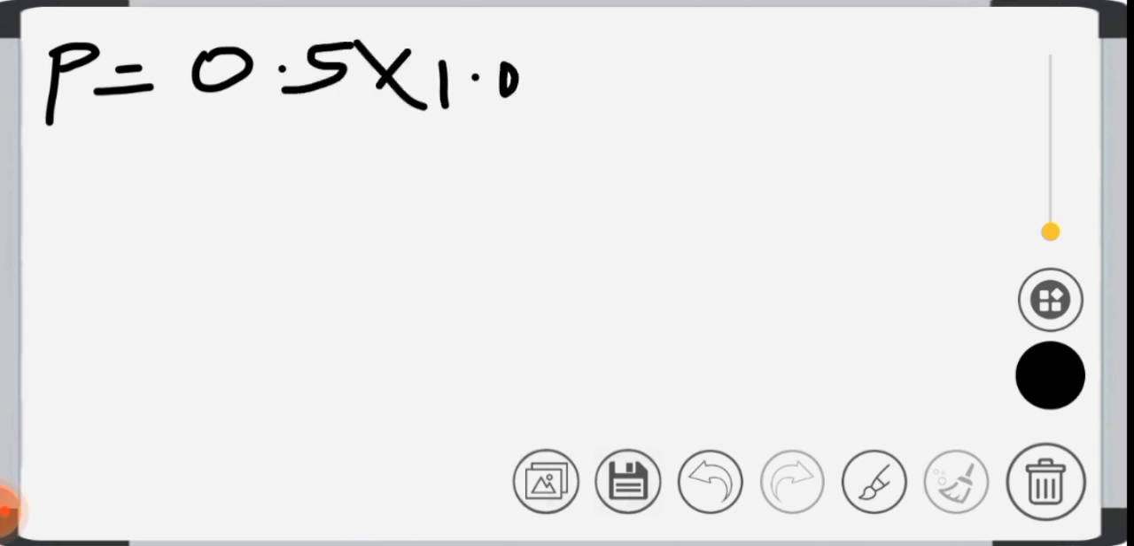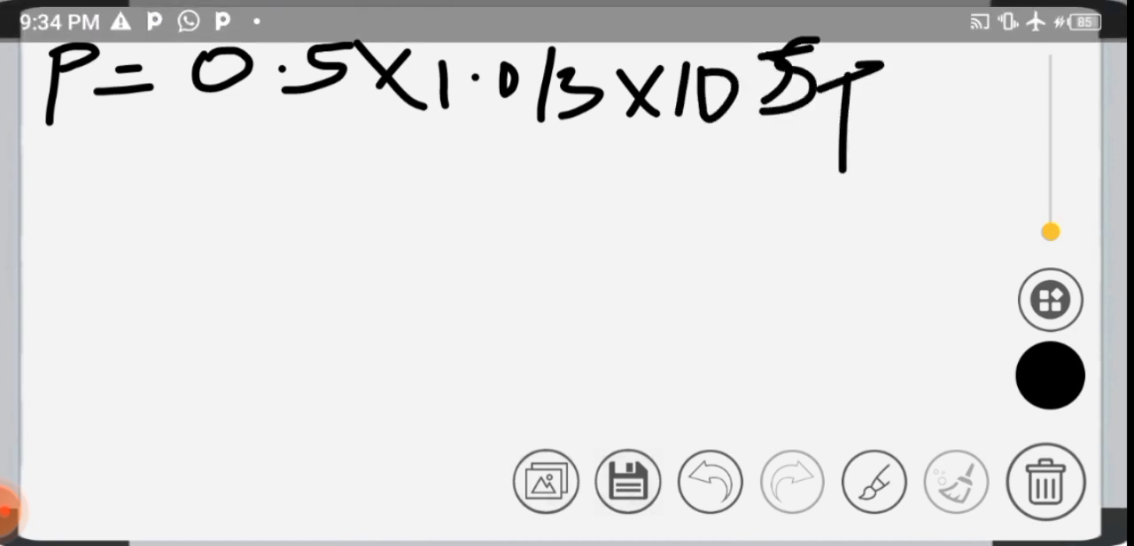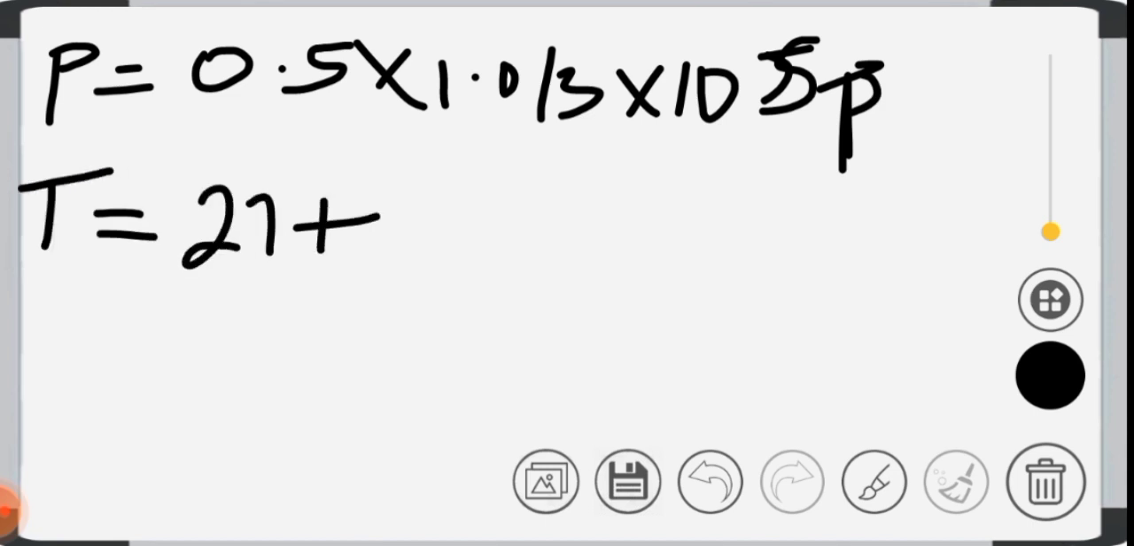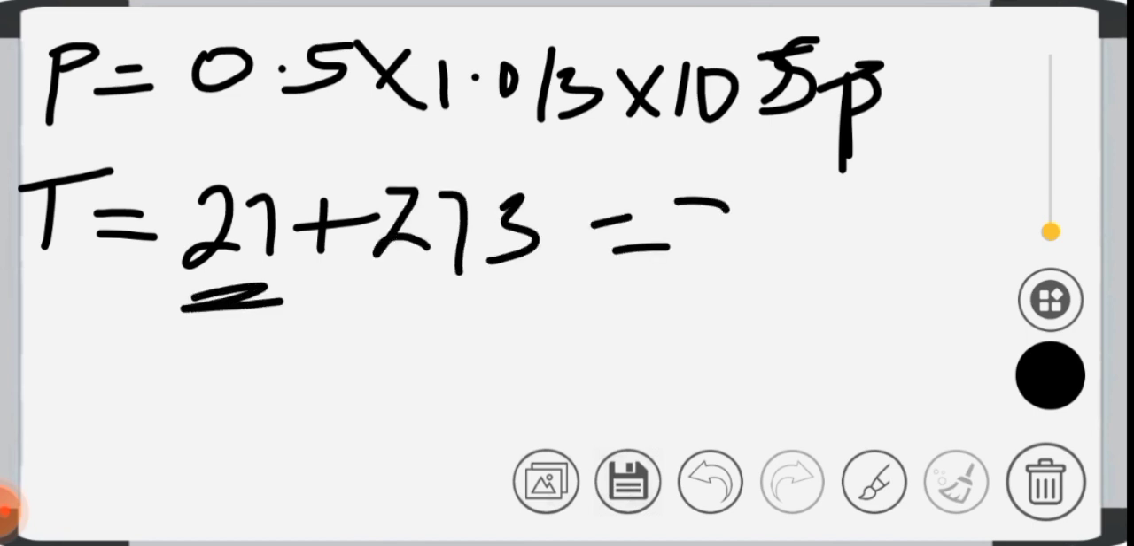Then let's look at the question now. The pressure should be in Pascal. So we multiply the pressure in atm by 1.013 times 10 to the power 5. So this is the value in Pascal. That's the conversion. The temperature should be in Kelvin. So we just add 273 to this temperature in degrees Celsius. So we have 300 Kelvin.